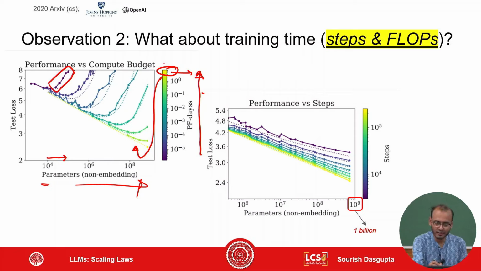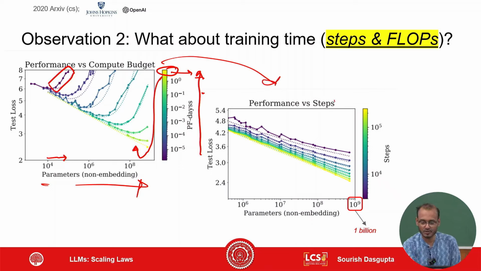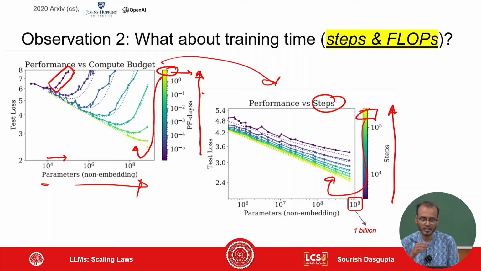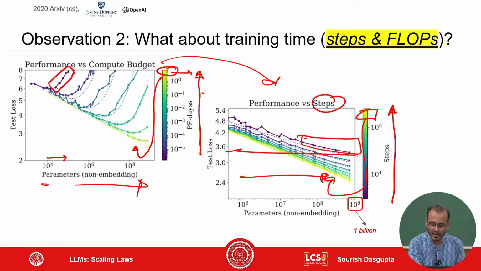Now, a very different way of seeing the same thing is performance versus steps. We are looking at the same thing, but from the training steps point of view instead of FLOPs, just the number of iterations, the number of passes. Again, as you increase the steps, then only you will see the test loss decrease; otherwise it saturates and flattens and doesn't decrease much. It's only with the increase of steps that you can bring the loss down.